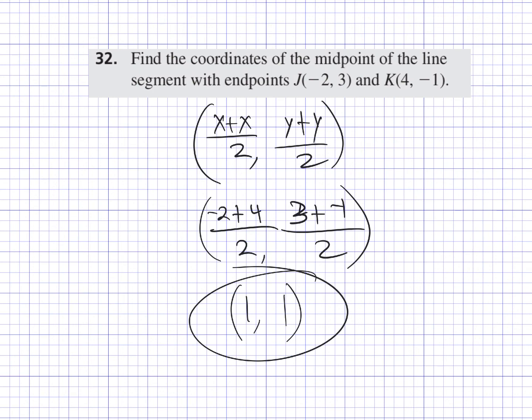So just to show you, let's go ahead and graph this and see where we get. Negative 2, 3 is right here. 4, negative 1 is right there. And the midpoint is at 1, 1. And if you connect them, you can see that that is pretty much the midpoint.